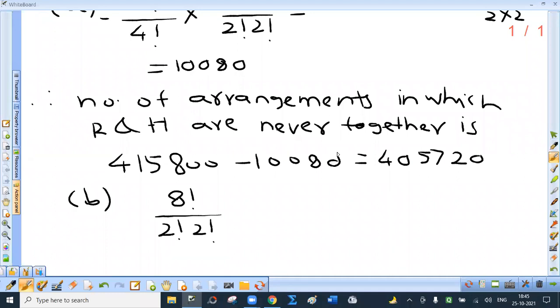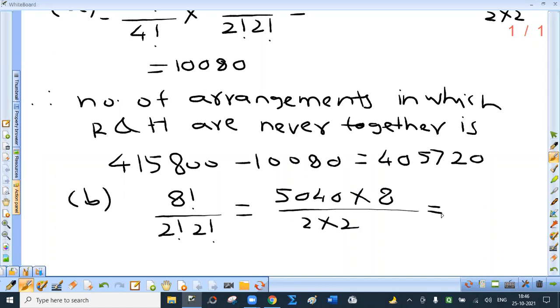Therefore, total number of required arrangements equal to 8 factorial upon 2 factorial into 2 factorial. So what is the value? See, 7 factorial is 5040, right? Multiplied by 8 upon 2 into 2, that is 4. So again we are getting 10080.